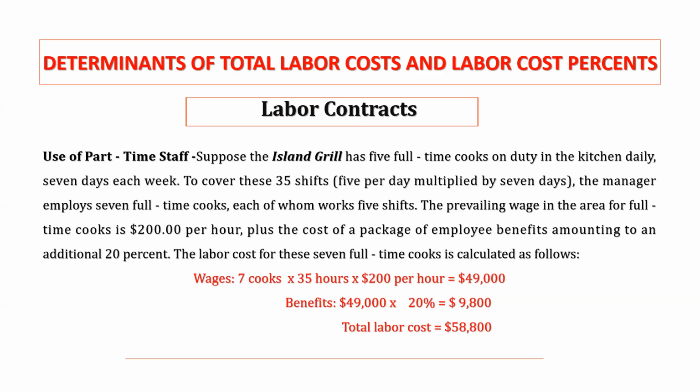The labor cost for these 7 full-time workers will be calculated as follows. So you have 7 cooks times 35 hours times $200 per hour, and that will be $49,000. Plus the benefits, which is 20% of the $49,000, and that's $9,800. So the total labor cost for Island Grill will be $58,800.